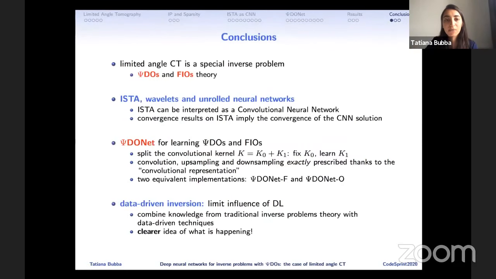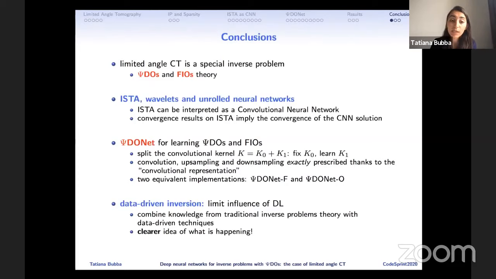Okay, so what I presented today is a problem arising in limited angle tomography, but which falls into the broader class of inverse problems where the operator is a pseudo-differential operator or a Fourier integral operator. We saw that the standard ISTA algorithm can be understood not only as an unrolled neural network such as a residual network, but can actually be interpreted as a convolutional neural network. And the convergence result on the classical ISTA algorithm can imply the convergence of the convolutional neural network solution.